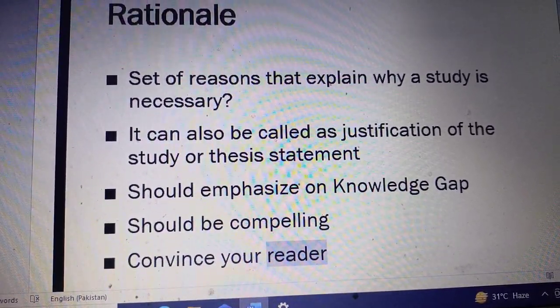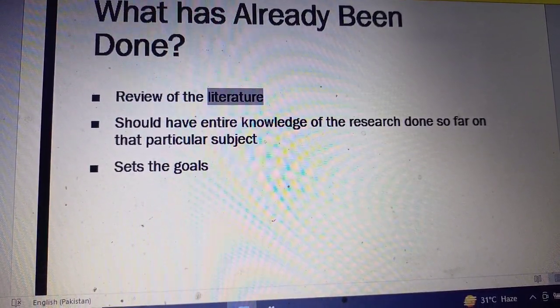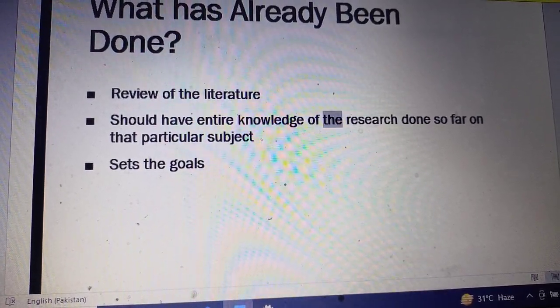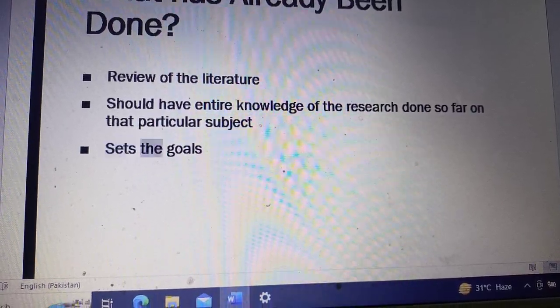Convince your reader. What has already been done. Review of the literature. You should have entire knowledge of the research done so far on that particular subject. Sets the goals.